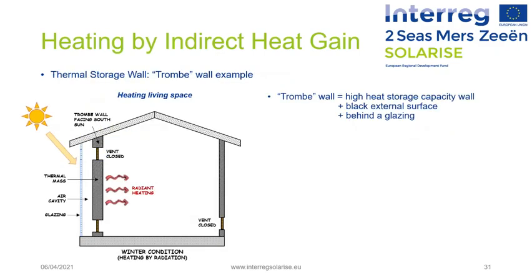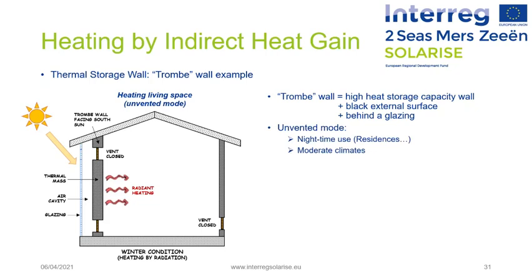The second possible system detailed here is a thermal storage wall called the Trombe wall. Invented by Mr. Trombe, this passive heating system is composed of a wall made of material with a high heat storage capacity. It has generally its external surface painted in black, and it is placed behind a glazing in order to absorb a maximum of solar radiation that the wall stores as sensible heat. Then two operating modes are possible.